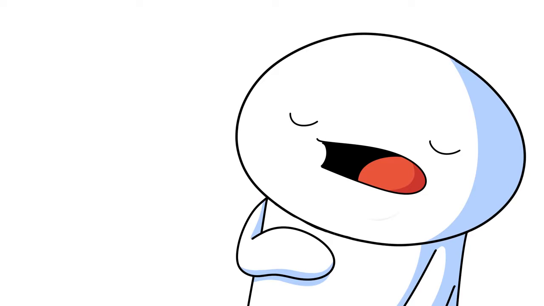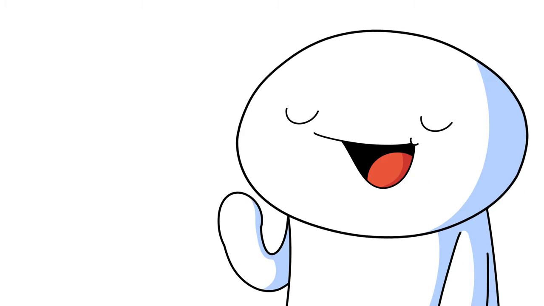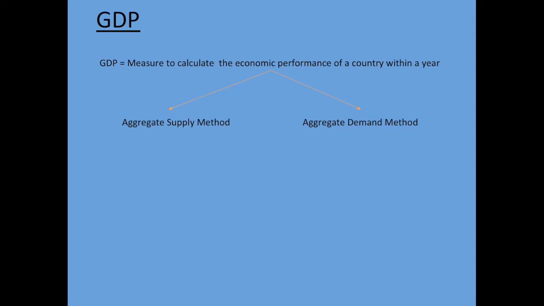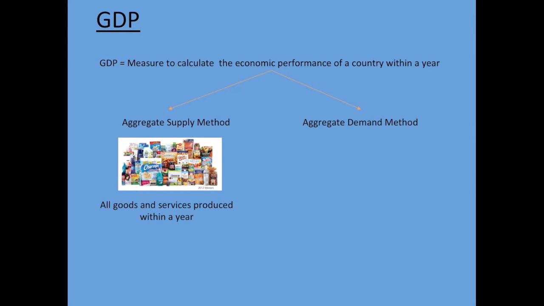What is the gross domestic product? Well, it sounds quite complicated, right? But actually, it's pretty easy. The GDP is a measure commonly used to calculate the economic performance of a whole country or region and to make international comparisons. It can basically be computed on two sides, as aggregate supply method or aggregate demand method. The aggregate supply method or GDP output method is basically all goods and services produced in an economy within a year. This is then expressed in a certain figure.